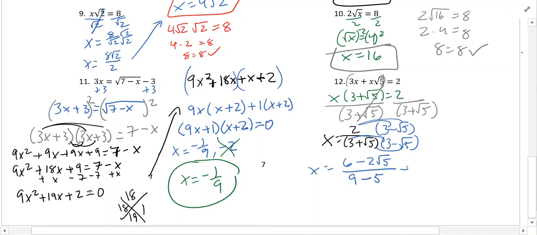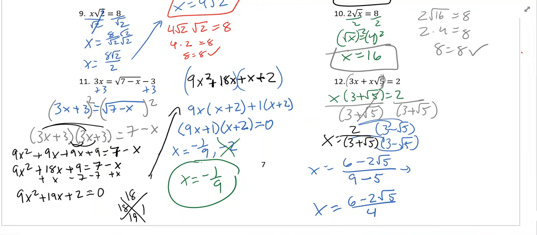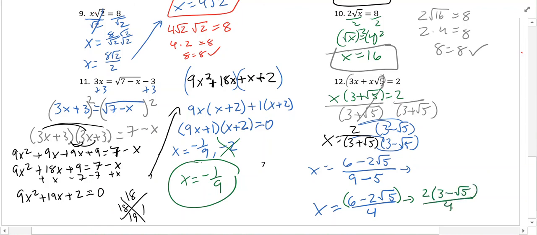So then when I simplify this, right here, x equals 6 minus 2 rad 5 over 9 minus 5, which is 4. But then you want to go ahead and simplify completely. So remember, these two are in a parentheses. They do have a GCF you could factor out, which is going to be 2. So then once you factor out the 2, you have 3 minus rad 5 over 4. And the 2 and the 4 on the bottom, those can simplify. So your final answer here is 3 minus rad 5 over 2.